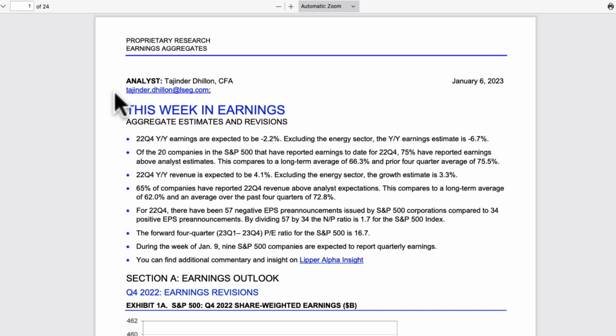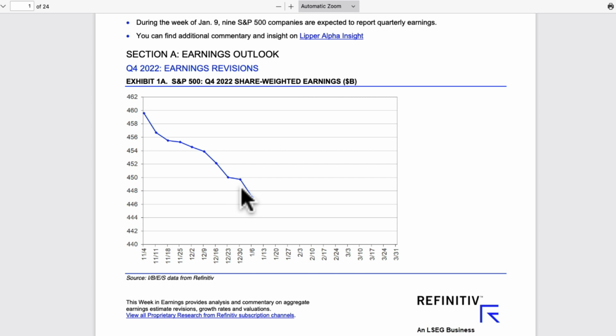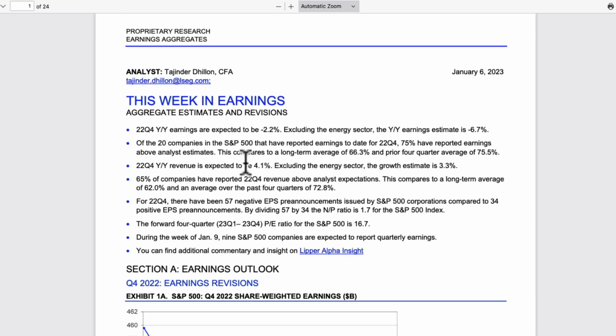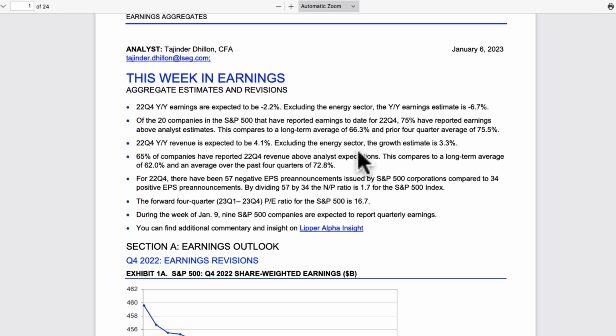Be aware of that. Okay, so 2022 Q4 year-over-year earnings are expected to be negative 2.2. Excluding the energy sector, estimate is negative 6.7%. And here's what it looks like so far. We do have some companies that have reported earnings to date for 22 Q4. 75 have reported earnings above analyst estimates, albeit lowered estimates, compared to a long-term average of 66.3. Revenue is expected to be 4.1%, considering that inflation is much higher.